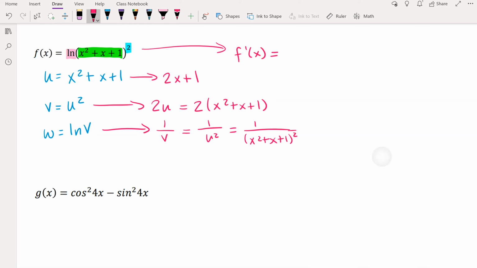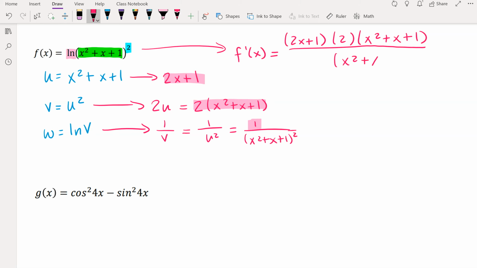What I'm going to do is put everything on top of this fraction. So we're going to multiply 1, and then these pieces are going to go to the numerator. So we have f prime equals 2x plus 1, because we're just multiplying, and the whole numbers are going to multiply to the top, times 2 times (x squared plus x plus 1) over (x squared plus x plus 1) squared.